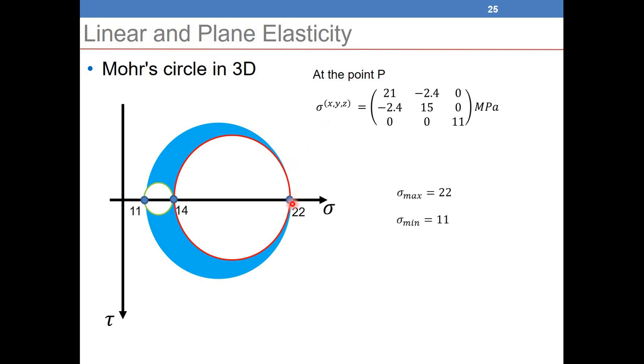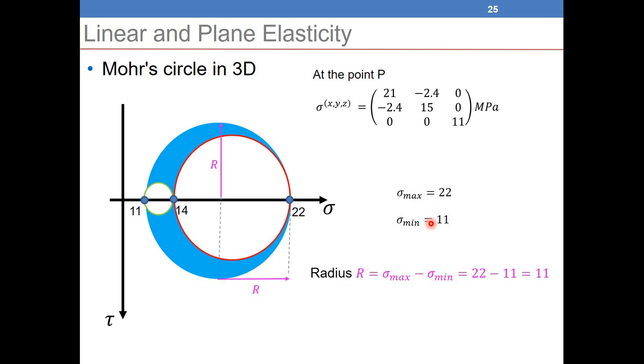So what does this mean? What will be the maximum normal stress that I can obtain at any point? If I take this point here, it will be 11. Any point I take will be more than 11. For example, if I take a point here, it will be 14. If I take any point here, it will be less than 22. And the maximum normal stress that I can have will be 22, which means that any normal stress will be contained between 11 and 22. So the maximum normal stress that I can obtain at the point P will be 22, and the minimum normal stress will be 11. So that's the first point that we can get from the Mohr circle.